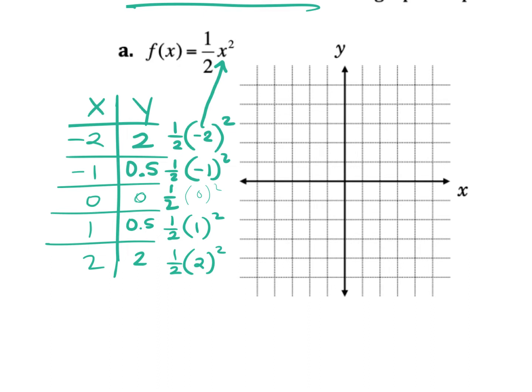I'll show you in a minute why it's not always the best method, because when it shifts to different places, plugging in -2, -1, 0, 1, and 2 doesn't always get you what you're hoping it gets you. So if we graph this, -2, 2, -1, 1/2, 0, 0, 1, 1/2, 2, 2. You get this parabola. Jessica, what's up?